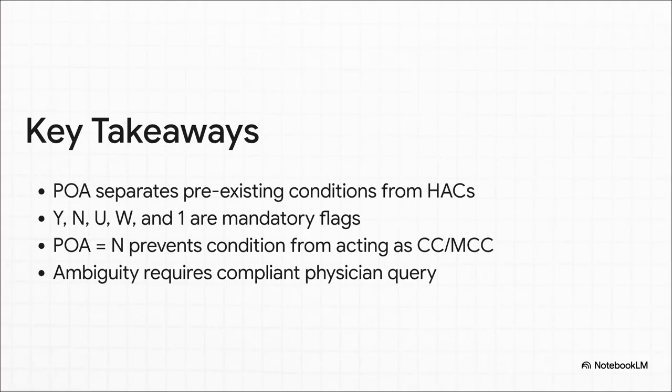To boil it all down, mastering POA indicators is really about defending clinical accuracy. You're drawing a hard line between pre-existing conditions and hospital-acquired conditions using those Y, N, U, W, and 1 flags. Never forget the core rule: an N on an HAC stops it dead in its tracks from acting as a CC or MCC. This protects the whole system from paying out extra for complications that happen on the hospital's watch. And when the documentation is muddy, always rely on ethical, non-leading queries to find the truth before you hit submit.